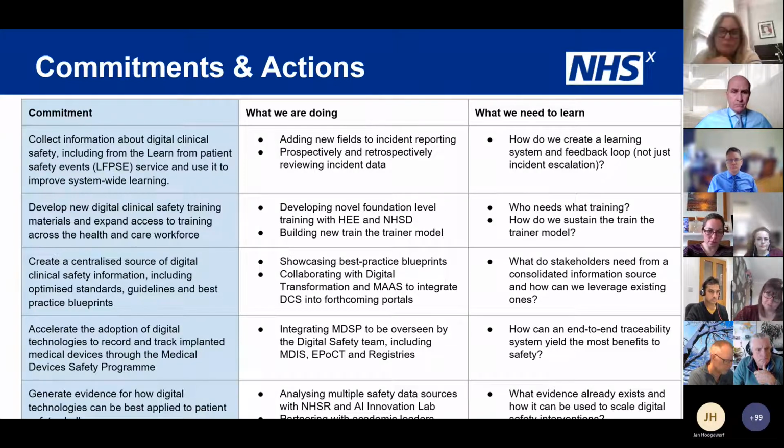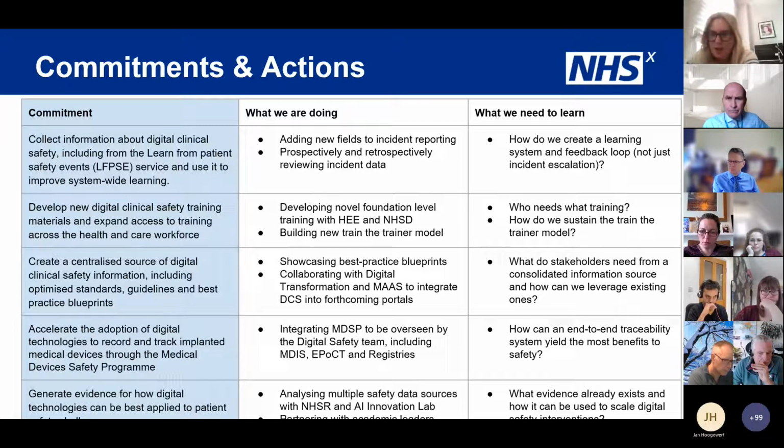How do we have end-to-end traceability so that the system yields the most benefits from safety? How do we look at that particularly with implants? And then finally, how do we support that evidence generation of applying that to the best of digital patient safety challenges? How do we really look at what evidence already exists in this space and how it can be used to scale digital safety interventions?